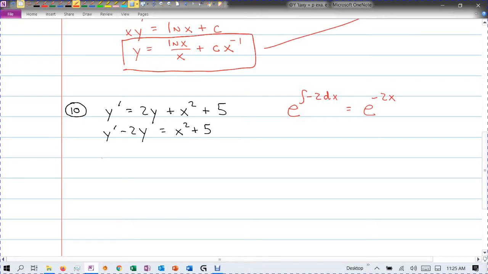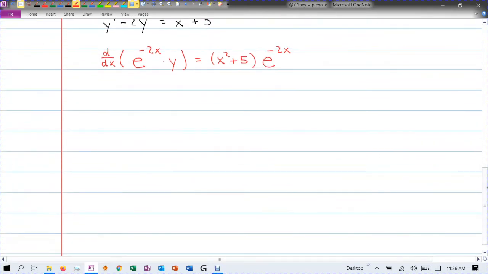Multiply both sides by that, so we know the left side becomes the derivative of the product of our integrating factor and y. And then equals, now this is going to be a little ugly, but it's the right-hand side times e to the negative 2x, like that. Oh my goodness, this is not going to be fun. Okay, integrating both sides. Left side's easy. Right side, we've got work to do.